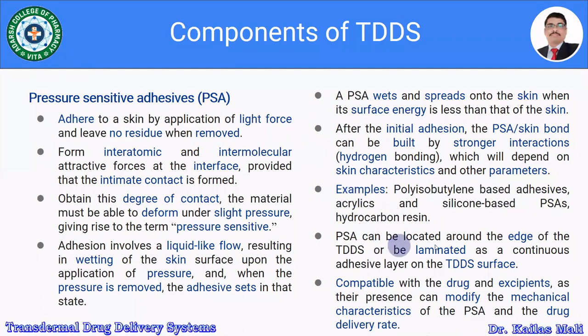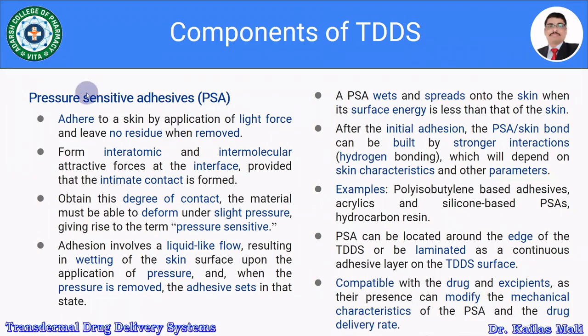Pressure sensitive adhesive can be located around the edge of the TDDS. Whatever the transdermal formulation is, generally at the edge we apply the pressure sensitive adhesive, or it can be laminated as a continuous adhesive layer on the TDDS surface. It should be compatible with the drug and excipients, as their presence can modify the mechanical characteristics of the PSA and the drug delivery rate. So this is about the pressure sensitive adhesives.